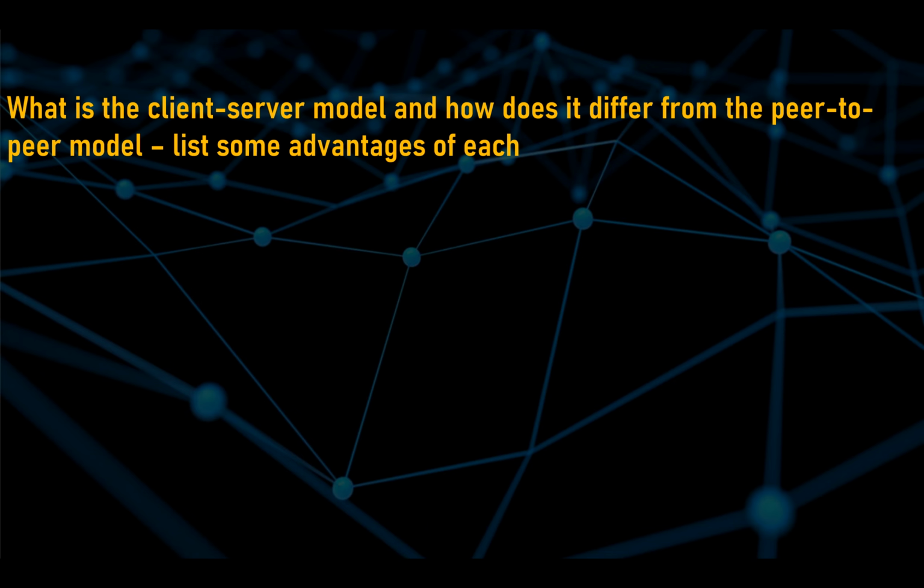So if you think, what is the client-server model and how does it differ from the peer-to-peer model? List some advantages of each. So of course, in client-server, you have a client that makes a request, and the server responds or fulfills the request. In peer-to-peer, you have many peers, many devices, and they're all equal.